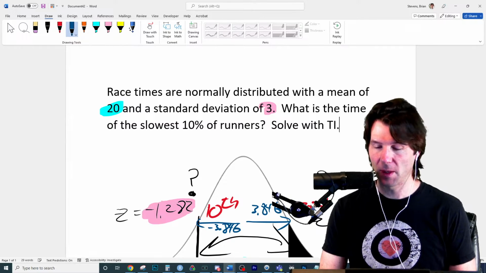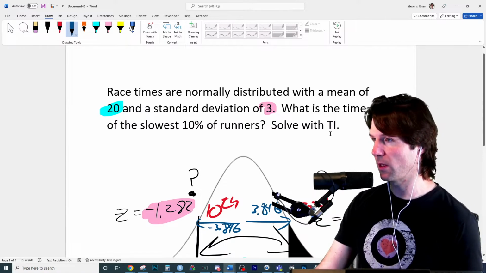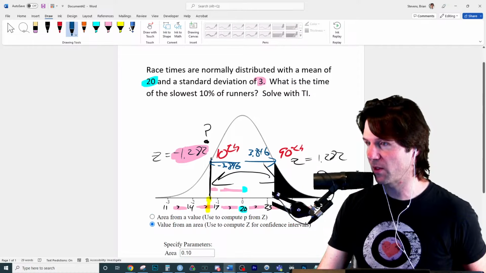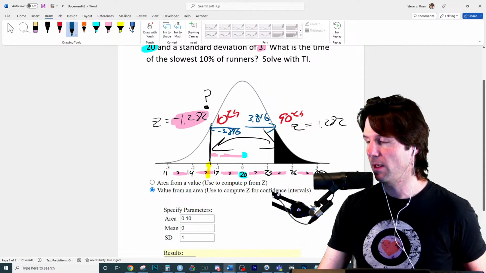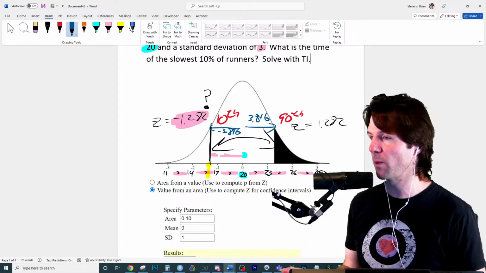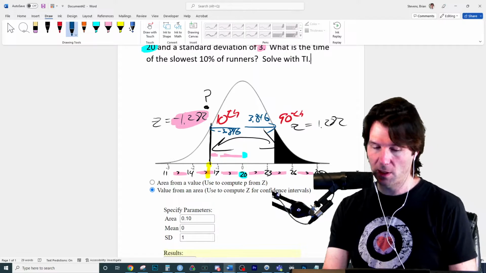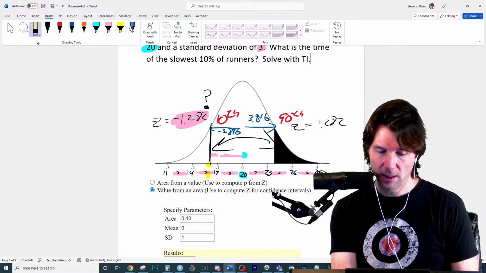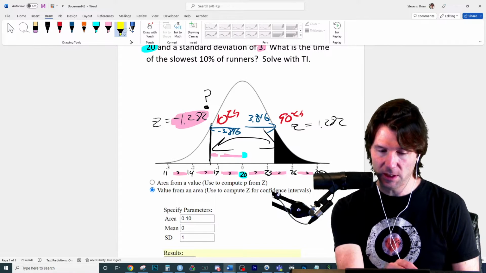Solve with TI. Now we already know the answer to this. Does everyone agree? What is the time of the slowest 10%? Use the information on the screen to help you solve. We already did a solve for this a moment ago. Who can solve that right here? I'm going to highlight where the answer is at.